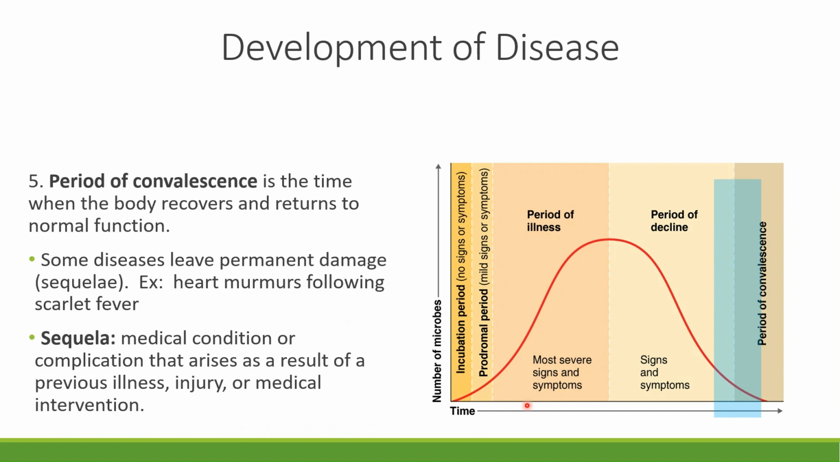Okay, and then finally we have the period of convalescence. During this time, the body recovers and returns to normal function. Some diseases can leave permanent damage, which we call sequelae, or sequela if it's singular. So, for example, people may have heart murmurs following a case of scarlet fever. And sequela is just a medical condition or complication that arises as a result of a previous illness, injury, or medical intervention.